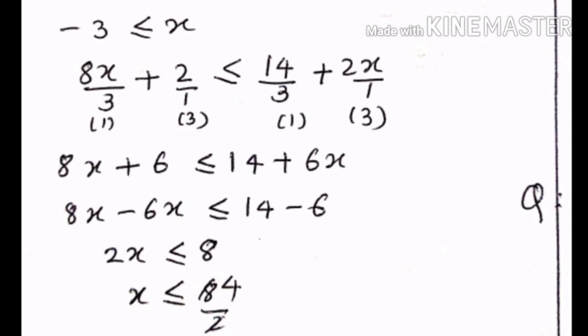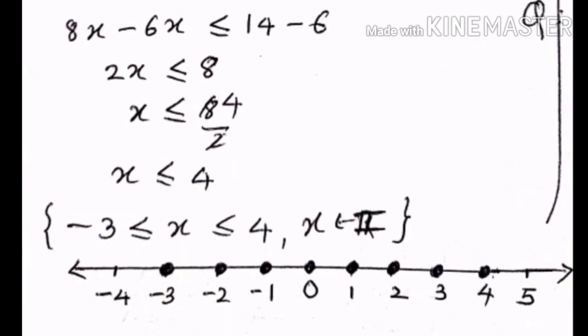So we get our solution set like this. We will write it in set bracket form. Always, students, it is compulsory by the board rule that whenever they ask for the solution set, you have to write it in a set bracket with x belongs to whatever is given in the question. So here our solution is minus 3 less than or equal to x less than or equal to 4, x belongs to I.